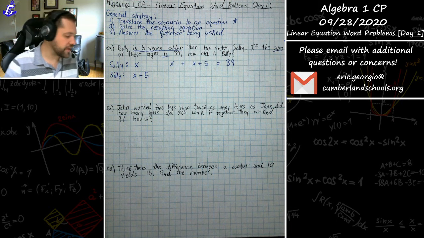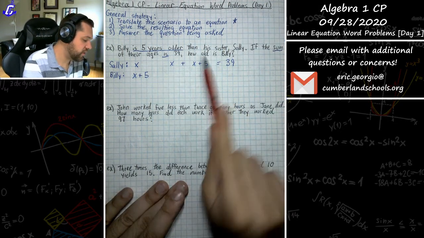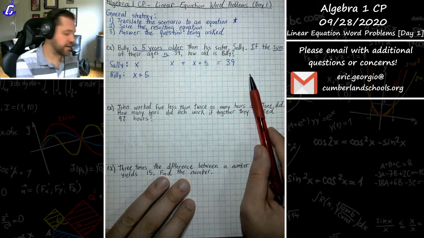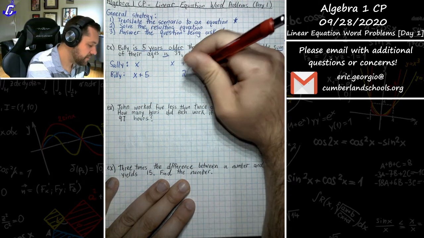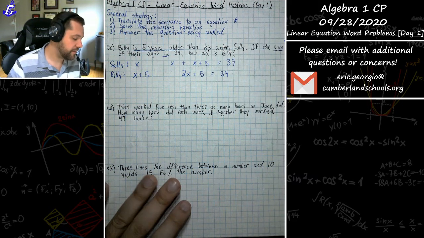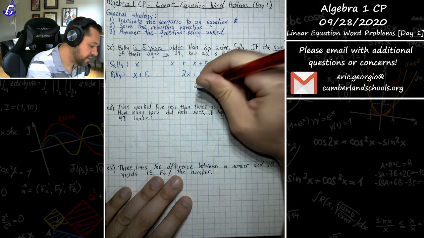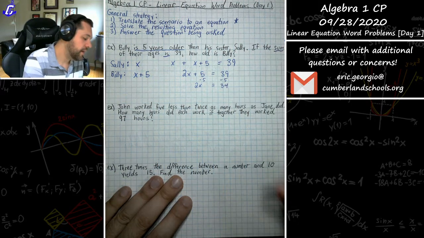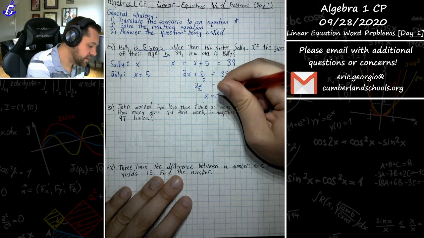And now, like I said, that's the hard part, in my opinion. The hard part is translating the words to the math. But now, this is very straightforward. If we want to solve something like this, we're just going to combine like terms. On the left side, we have 1x plus 1x is 2x, plus 5 is equal to 39, right? I can then subtract 5 from both sides to isolate the x, which gives me 2x is equal to 39 minus 5, which is 34. And lastly, divide both sides by 2, and you get x is equal to 17. Okay?